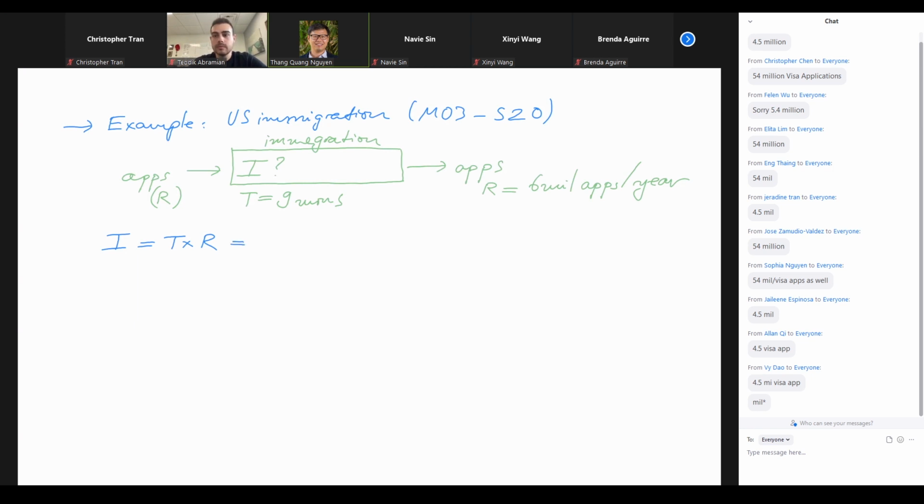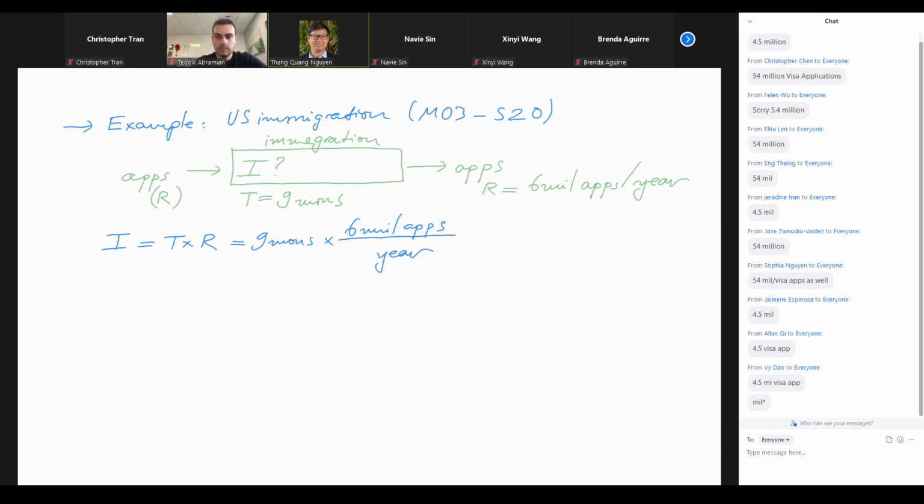So the flow time is 9 months. So I would write that out as 9 months. Right? I don't change anything. The flow time is 9 months, so we just write it out. The flow rate, they give us 6 million applications per year. So I also write it out as 6 million applications per year. Again, we do not change anything yet.